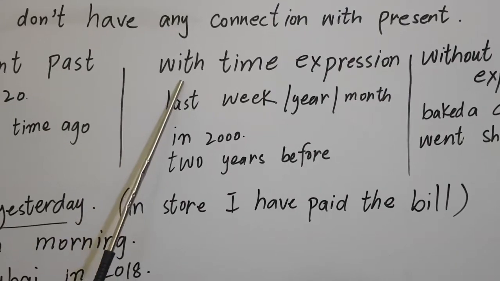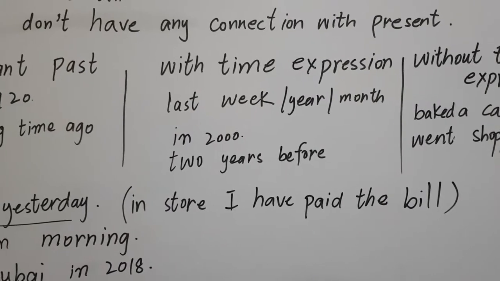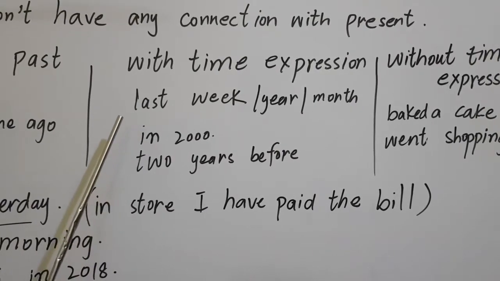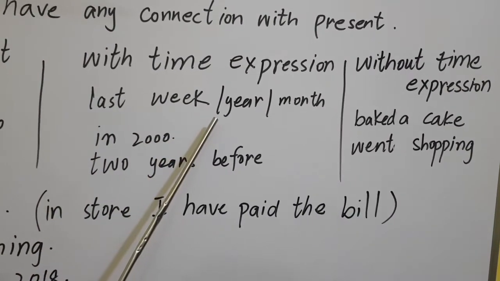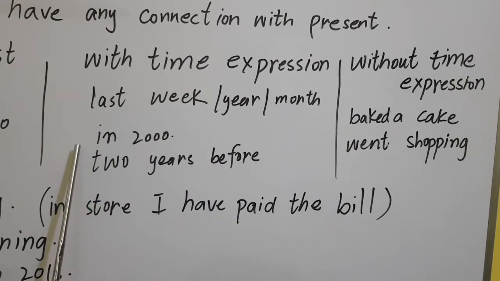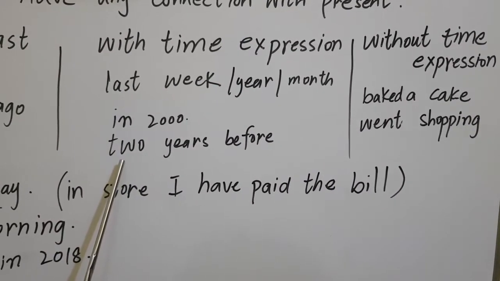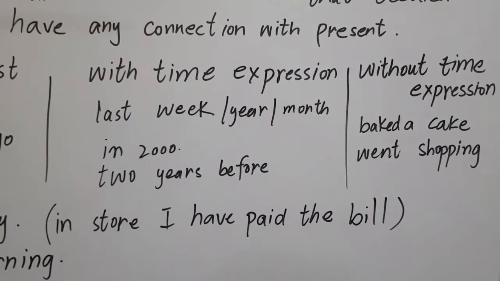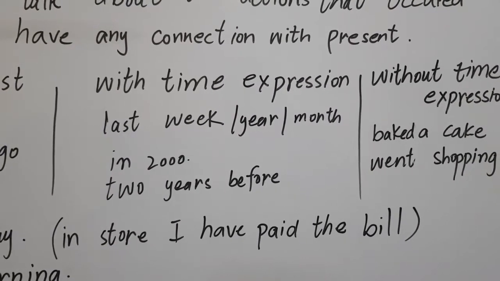It is also used with time expressions. We will see sentences that have time expressions, just like: we held a meeting last week. He passed his exam last year. He went to Dubai in 2020. He did his graduation 2 years before. So for time expressions, to tell at which time this action took place, we use past indefinite tense.